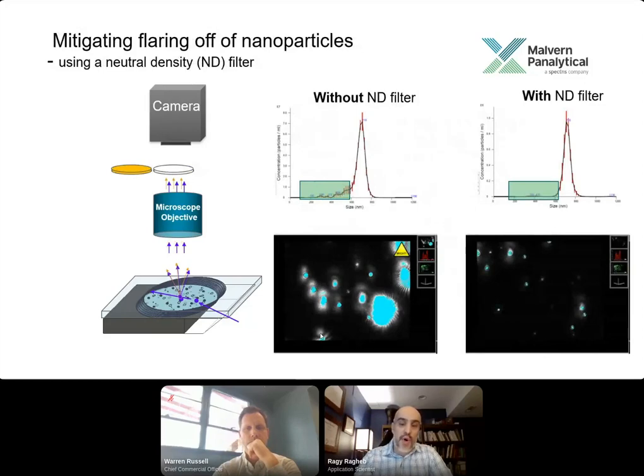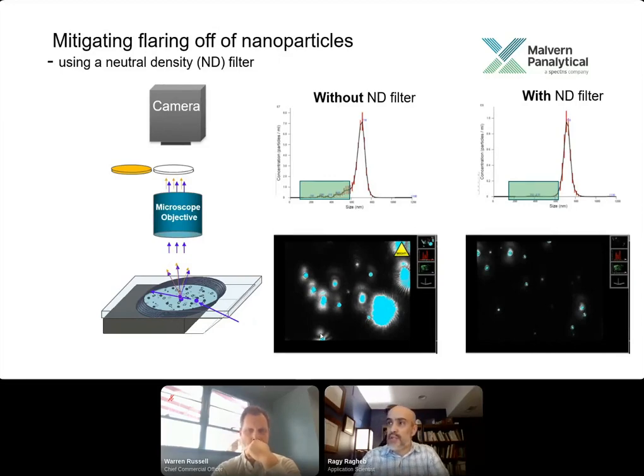I also want to take a moment to indicate that sometimes in the case of nanobubbles or other types of particles, you have what we call flaring. You might see that they're scattering pretty efficiently, and even if you reduce the camera level, you still might see some flaring. One way to address that is to incorporate what is called a neutral density filter.